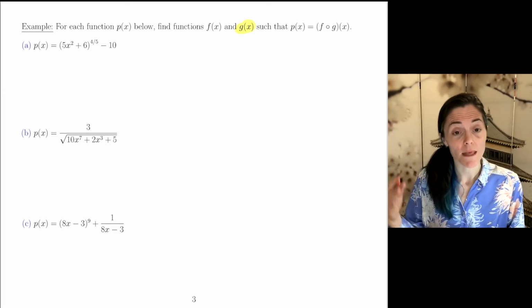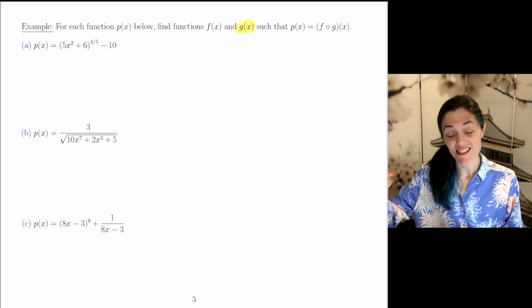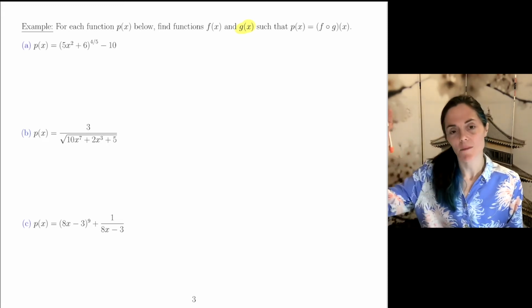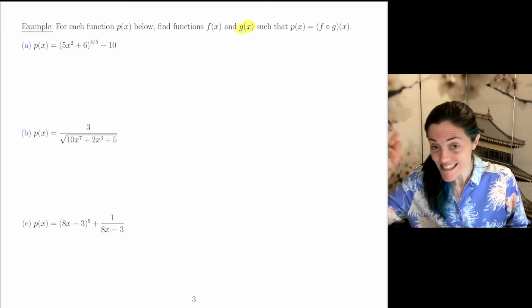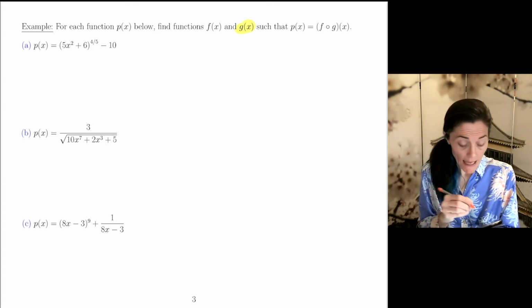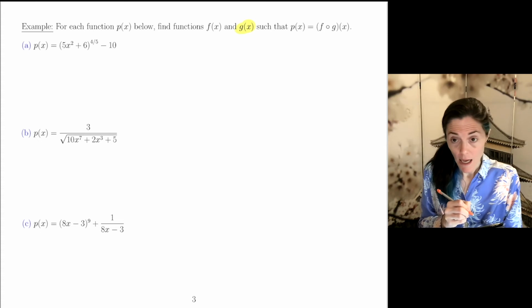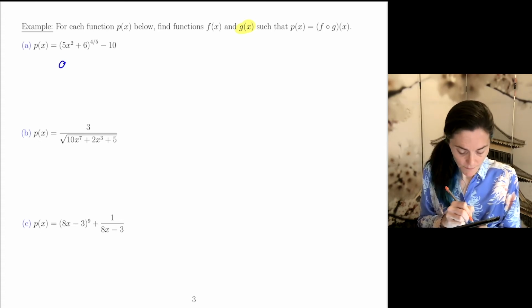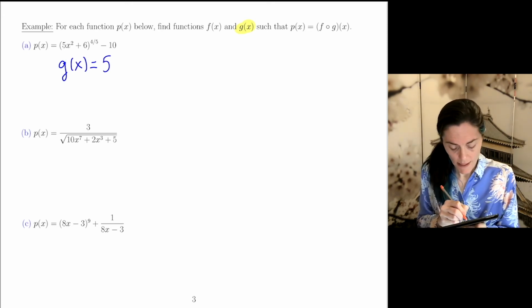You want to look for the inside function. For instance, do you see parentheses? Do you see a square root? Do you see something up inside of an exponent or inside of some function, right? That's what we're really looking for here. And so for example, I do see this in letter A. I would take g of x to be, well, I see parentheses, 5x squared plus 6.